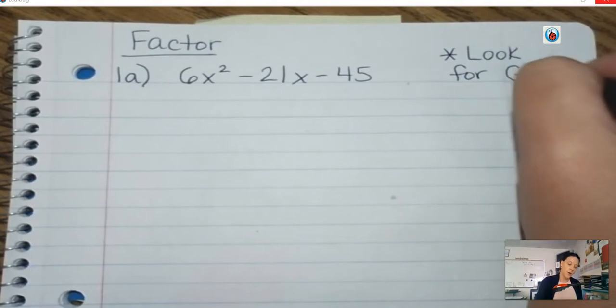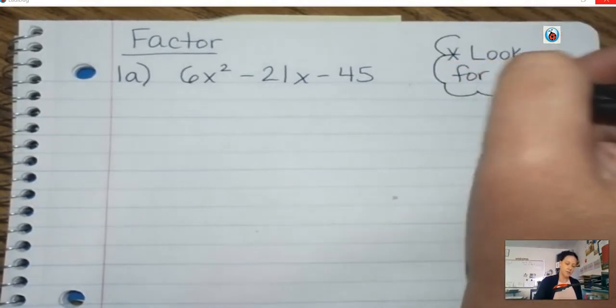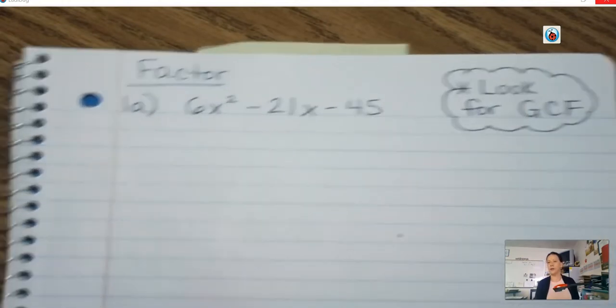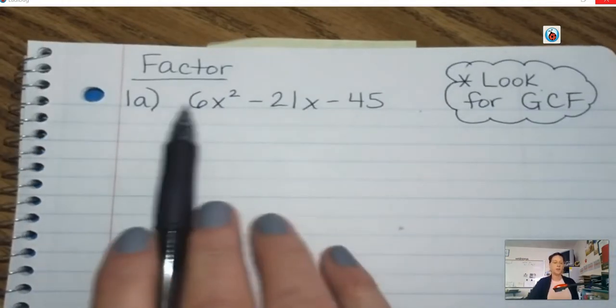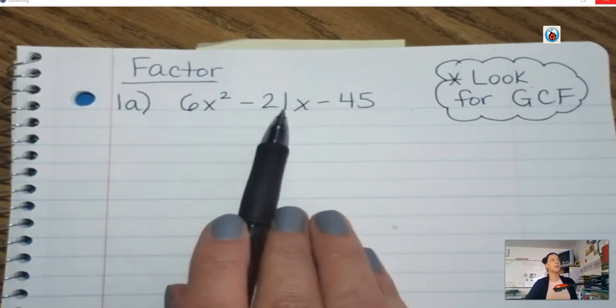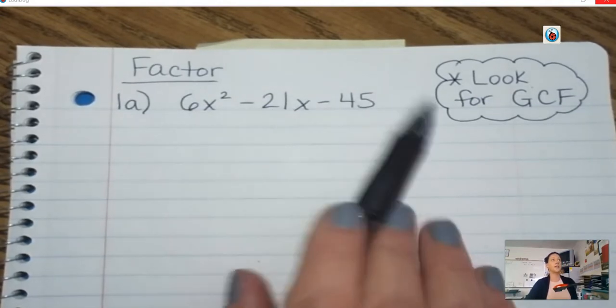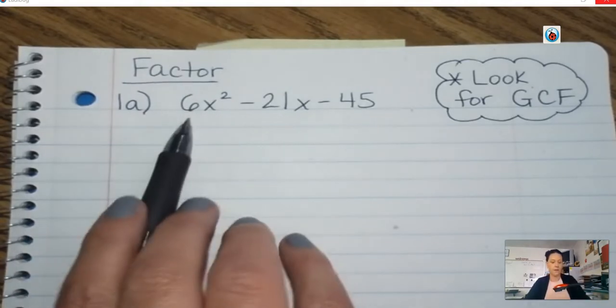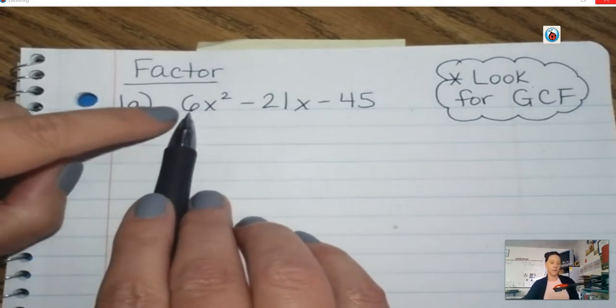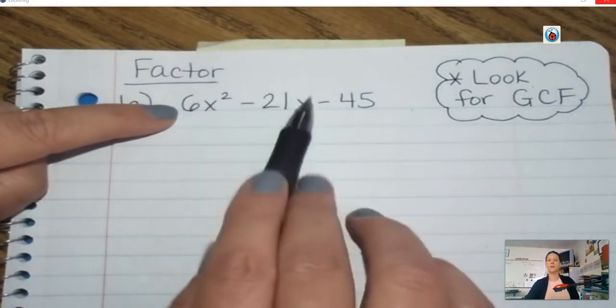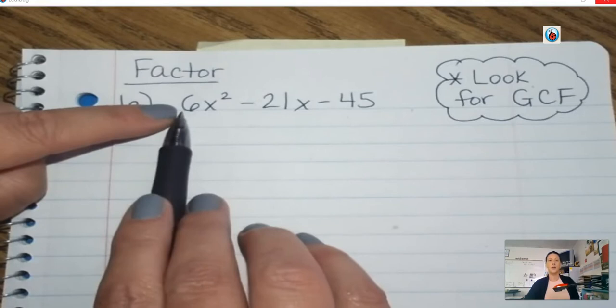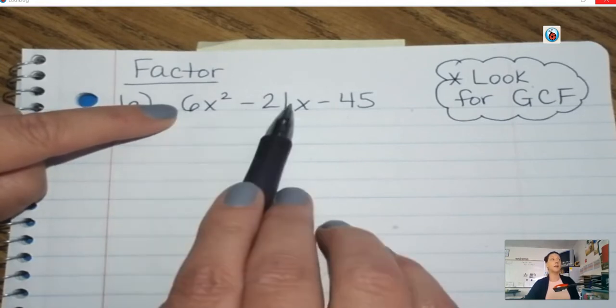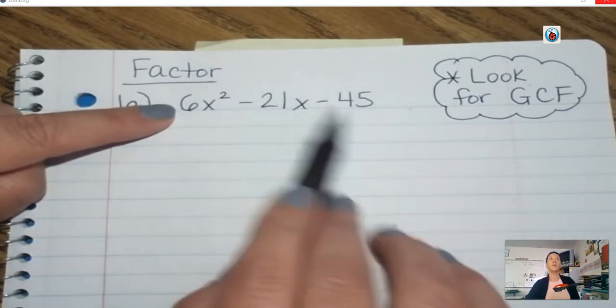There's not always going to be a greatest common factor at first. Not every single question will have one, but we always look for it first. So think about 6, 21, and 45. Is there any number that can be pulled out of all 3 of those? Like 6. Could 6 be pulled out of 6? Yes. Can 6 be pulled out of 21? No. 3. Can 3 come out of 21? Can 3 come out of 45?